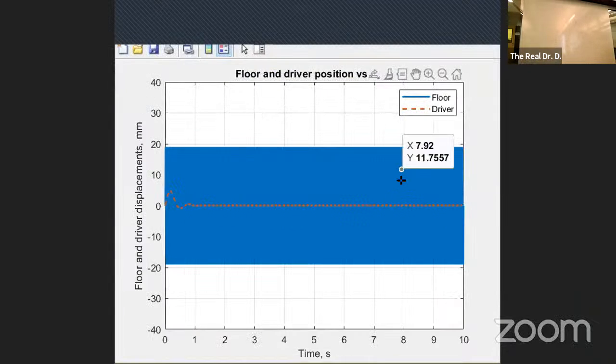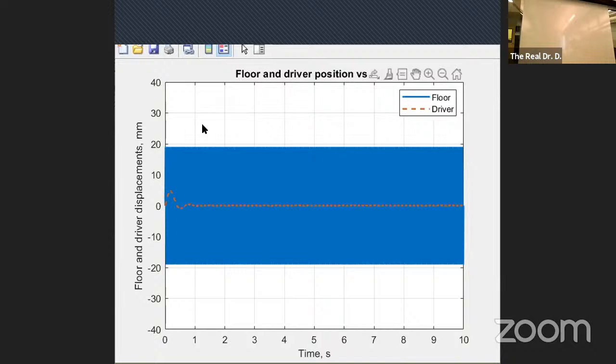And what we get at 20 hertz is this frequency, which, take it at its word, that's 20 hertz, right? But more importantly, that's the floor. That's our input. Our output is the driver. And look what happens at 20 hertz.